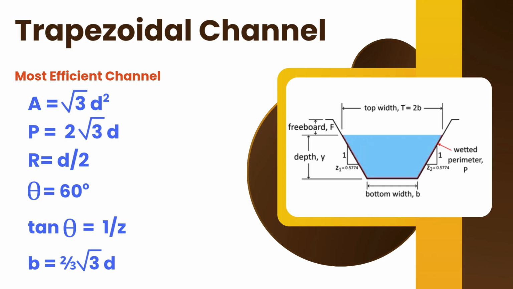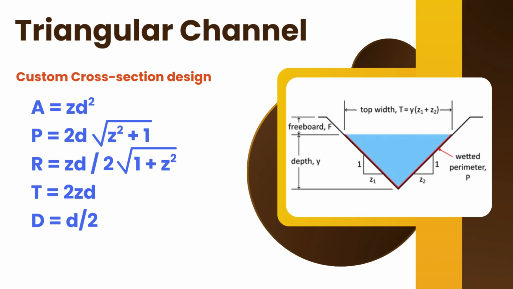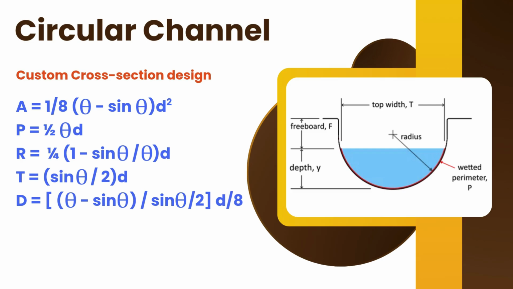Formulas for triangular channels. Triangular channels are simple and often used in places like roadside ditches or temporary flow paths. The formulas used in triangular designs also cover the area, perimeter, hydraulic radius, and depth, but because of the V-shape, they rely more heavily on the side slope angle. For triangular channels, the custom design formulas allow flexibility depending on the slope you want to use. And for more efficient flow, there's the best hydraulic cross-section, which gives you the ideal shape that balances flow capacity with reduced resistance.